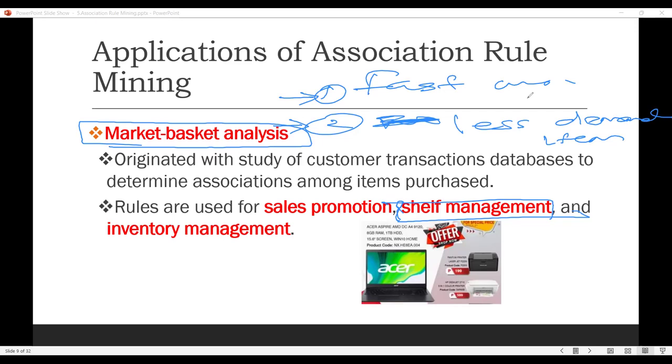So sales promotion based on the market basket analysis, right? Also the shelf management, right? Also the inventory management, right? If a supermarket has some inventories, they have some stores. So in the store, how will they store the items? Depending on the fast moving items, maybe they can give more space in their store location, right?